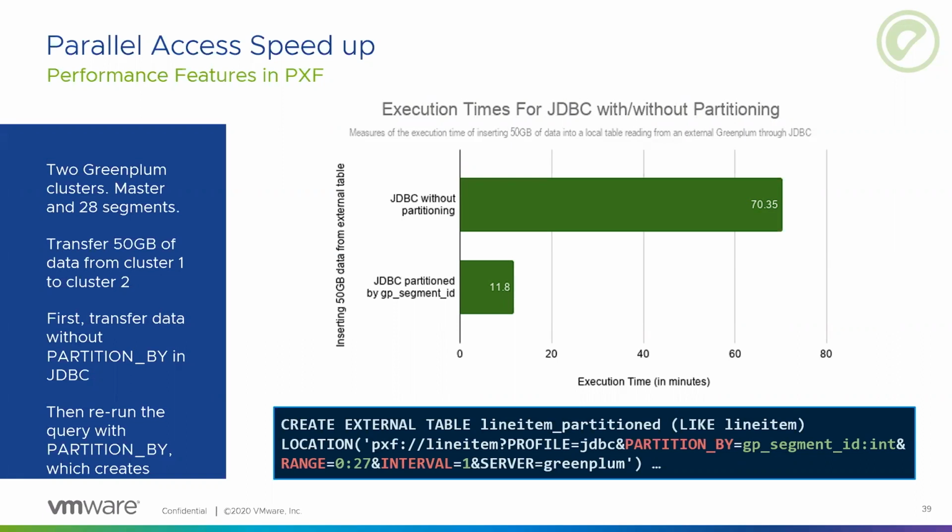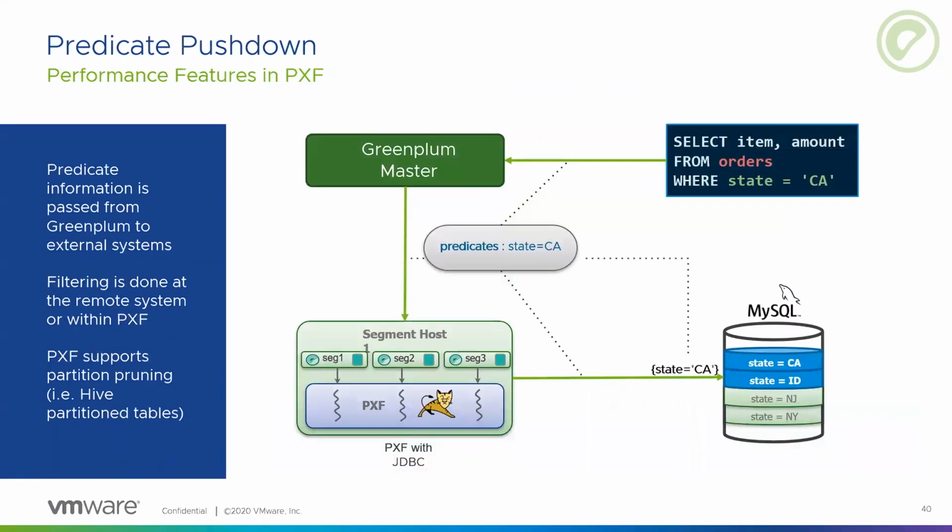And for the end user, they query the table exactly the same as before, but PXF makes the query execute faster. So another performance benefit in PXF is the support for pushing predicates. In this example, we query from the orders table, and we filter the data by the state of CA. So the predicate corresponds to the where state equals CA portion. When the user issues this query, the predicate information is passed from the segments to PXF. PXF then in turn passes the predicate information to the external database.